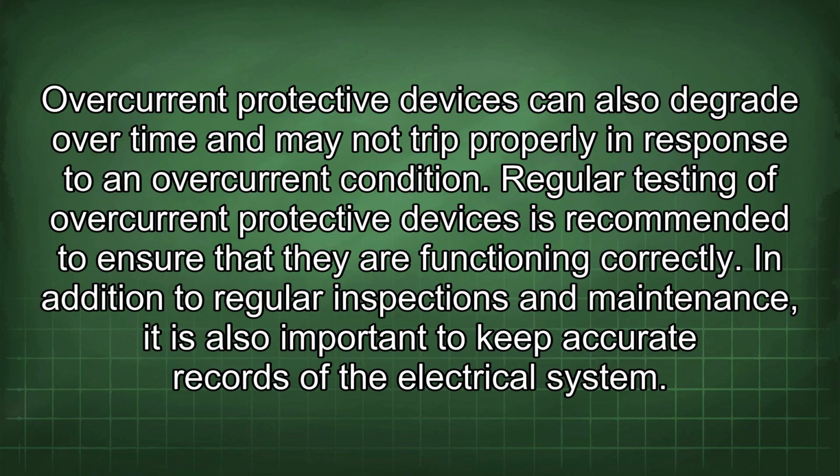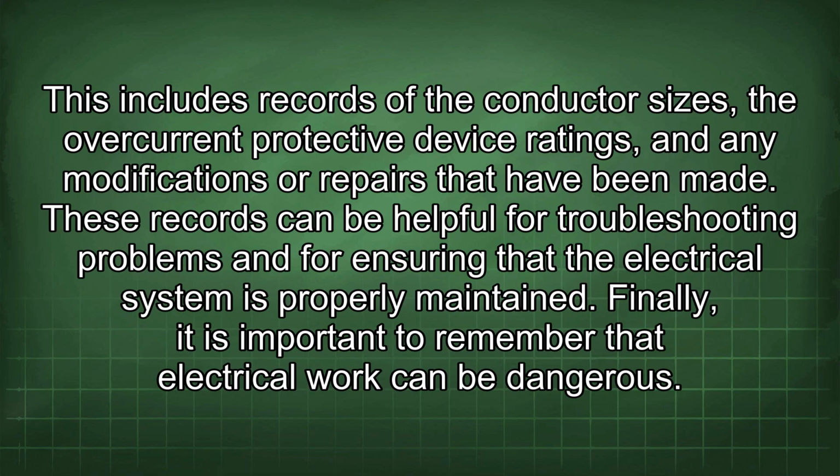Overcurrent protective devices can also degrade over time and may not trip properly in response to an overcurrent condition. Regular testing of overcurrent protective devices is recommended to ensure that they are functioning correctly. In addition to regular inspections and maintenance, it is also important to keep accurate records of the electrical system. This includes records of the conductor sizes, the overcurrent protective device ratings, and any modifications or repairs that have been made. These records can be helpful for troubleshooting problems and for ensuring that the electrical system is properly maintained.